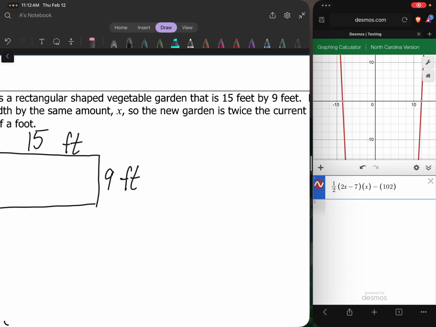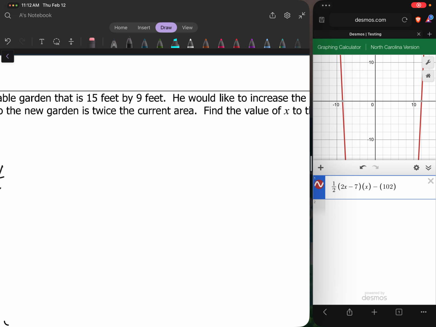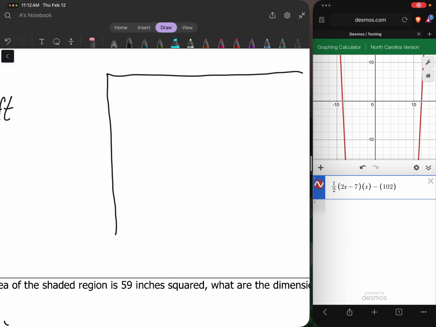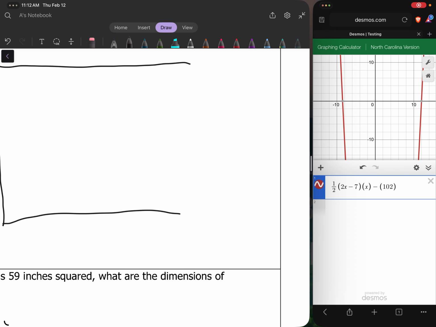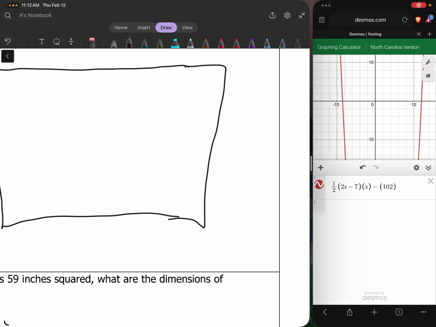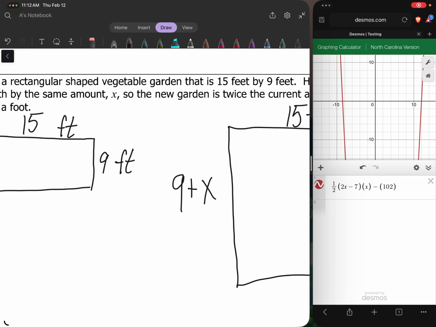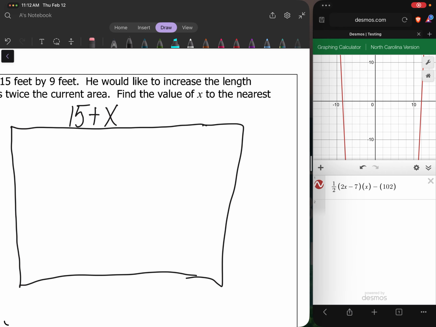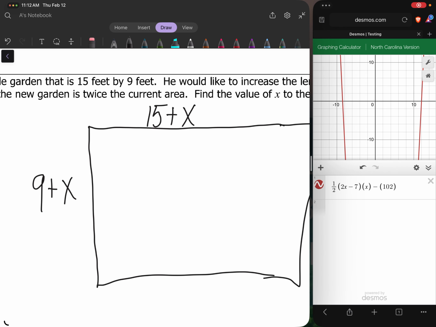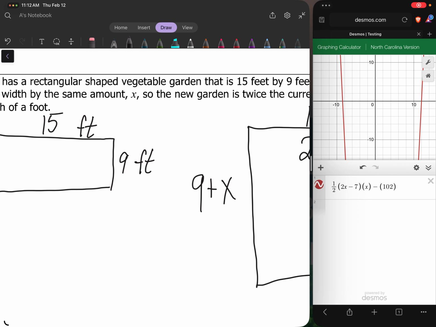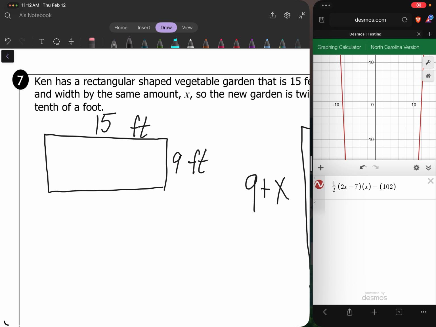He wants to increase both length and width by the same amount. We don't know the amount, we're going to call it x, such that the new garden is twice the current area. Find the value of x to the nearest tenth of a foot.